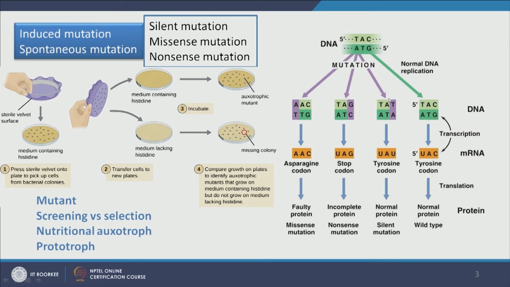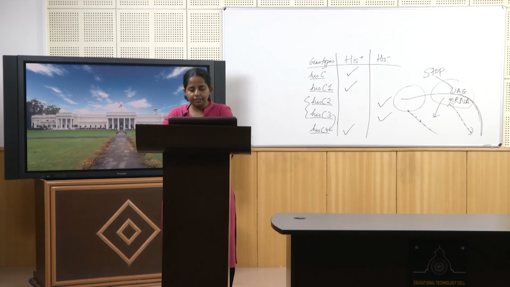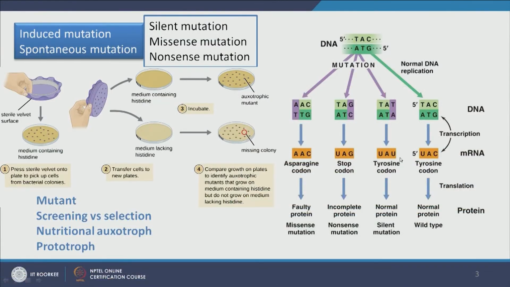On the third level, the TAC becomes TAT, it becomes ATA. Now TAT is a codon, this is the mRNA UAU, and it so happens that UAU also codes for tyrosine, which the original UAC was doing, and thus there is no difference, it will still make the normal protein that the wild type would make, even though there is a genotypical difference. Such mutation is called a silent mutation.